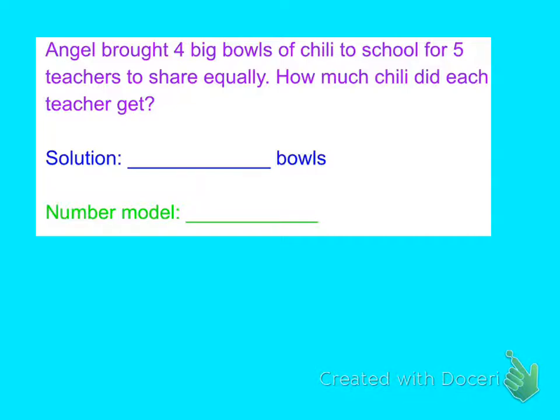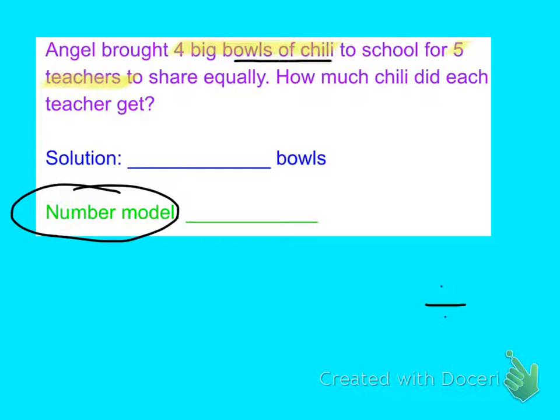All right, when we're looking at this, we need to think first for our number model. We're going to do our number model before the solution. And in order to figure out the number model, we know it's going to be division, because I already told you we're going to be dividing. We look at the two numbers that are in the story. So we have 4 big bowls of chili and 5 teachers. Now the biggest part that students confuse is, do we put the 4 first in the number sentence or the 5 first? And the answer to that is, what are we dividing?